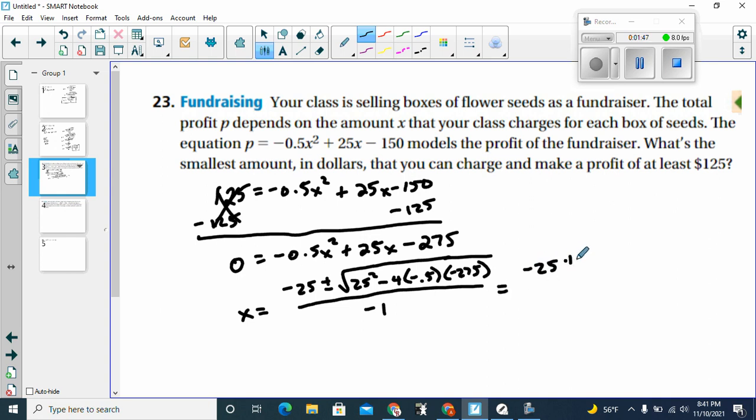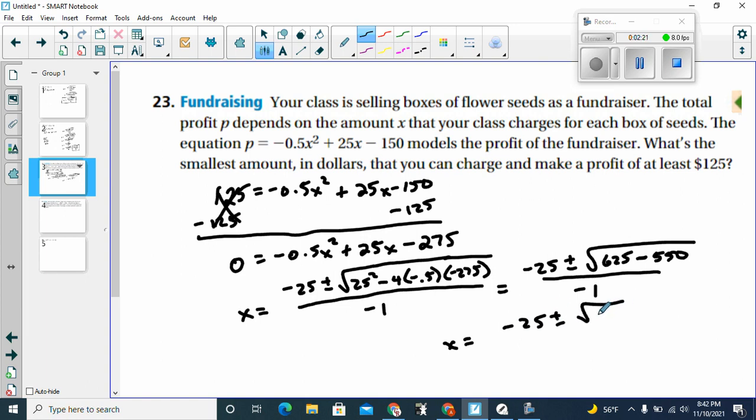Simplifying this, we get negative 25 plus or minus the square root of 25 squared, which is 625. Negative times negative is positive, times negative is minus. 4 times 1/2 is 2, times 275 is 550. So negative 25 plus or minus the square root of 75 all over negative 1. We could reduce this to 5 root 3.